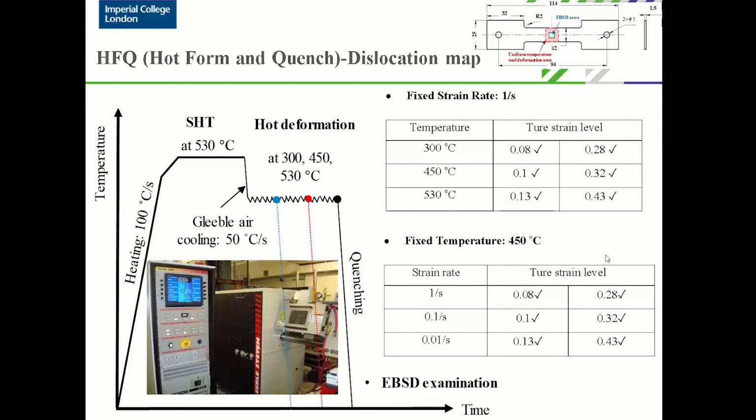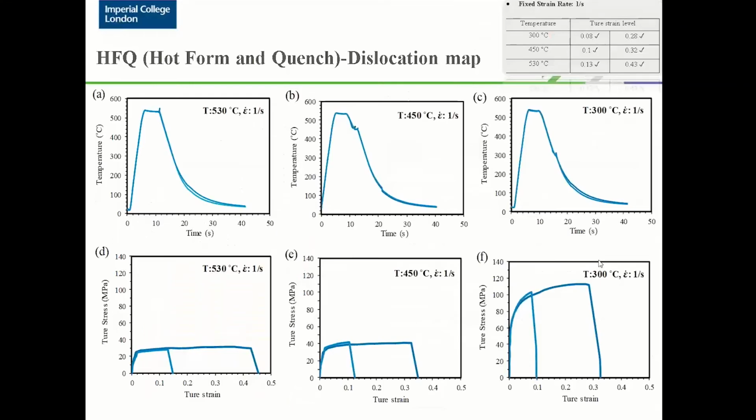Okay, so given such a test matrix, the first matrix is looking at the temperature effect. The first row is the temperature, the recorded temperature during forming, and this is for deformation at 530, at 450, and also quenched down to deform at 300 degrees C. The second row is the stress strain curves under the same conditions. So basically, the material is stretched to different true strain levels and then the test is stopped.